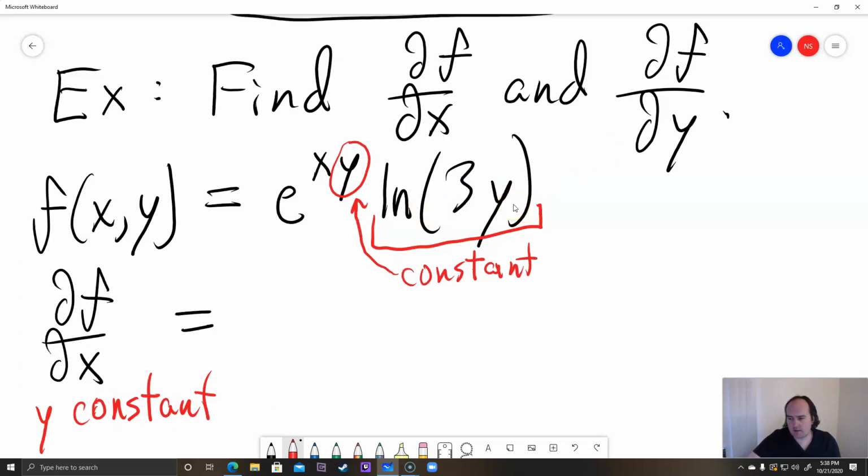We just leave the ln of 3y there because it's a constant, and we take the derivative of e to the xy, treating y as a constant. But we do have to use the chain rule. Remember that the derivative of e to any power is just e to that power. So the derivative of e to the x is e to the x, and the derivative of e to the u is still e to the u. So here we're just going to have an e to the xy, but we have to multiply this times the derivative of the inner function. The inner function is xy, and y is constant, so we're really taking the derivative of x. So we're going to be multiplying times y. Okay, so that's the chain rule.